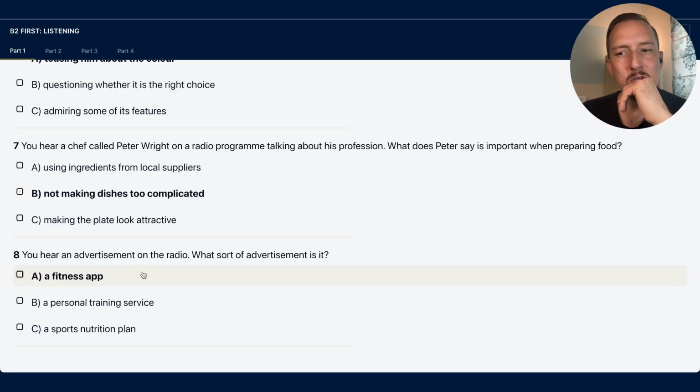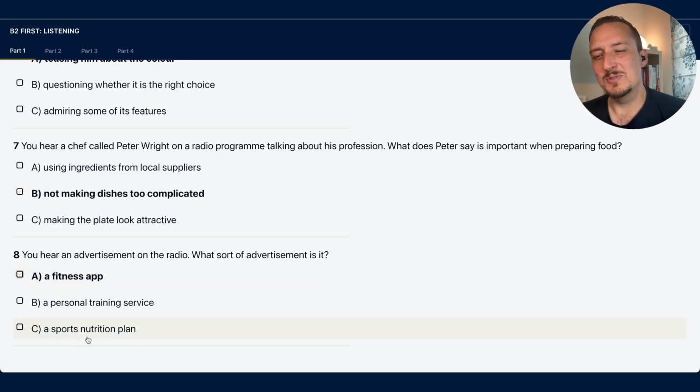Okay, a few clues here. So the correct answer is A. It's a fitness app. You can get reminders. There's even a section on healthy eating, I think she says, or around that. So that's why Sports Nutrition Plan might have been tempting, because she does mention nutrition or food and healthy eating, but it's part of this app. Similar with a personal training service, she sort of rules that out at the beginning. So the correct answer for number 8 is A.